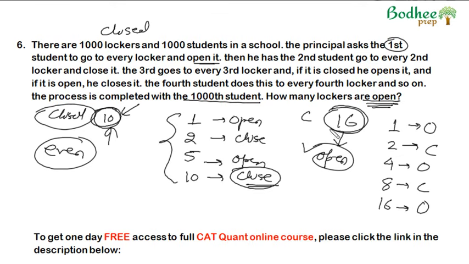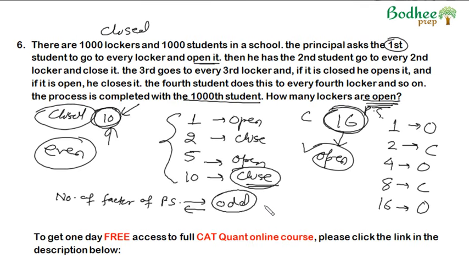Because 16 is a perfect square, and there is one more property, which I'll discuss when we discuss factorization, that the number of factors of a perfect square is always odd, and vice versa. If the number of factors is odd for any number n, then n is a perfect square, and if the number is a perfect square, then the number of factors is odd.